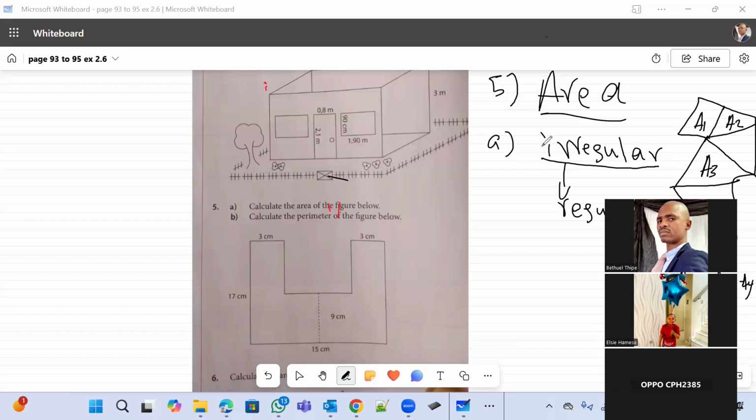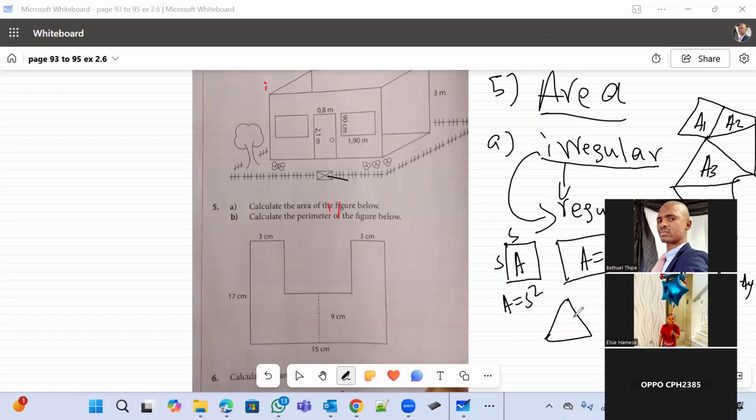So if I change an irregular shape into regular shapes, I'm trying to create either squares, rectangles, or triangles. The area of a rectangle is length times breadth. The area of a square is s times s, which is s squared. The area of a triangle is half of base times height. So this shape looks irregular, and that's why I'm planning to cut it into squares or rectangles, maybe even triangles as well.